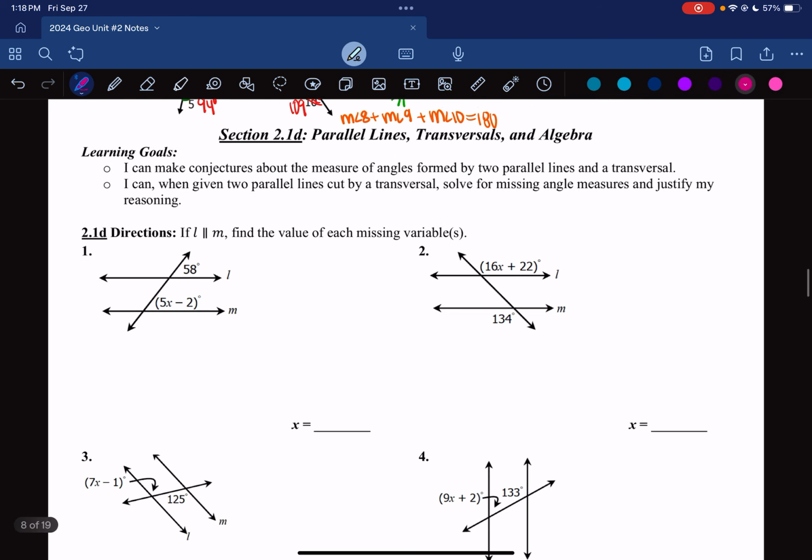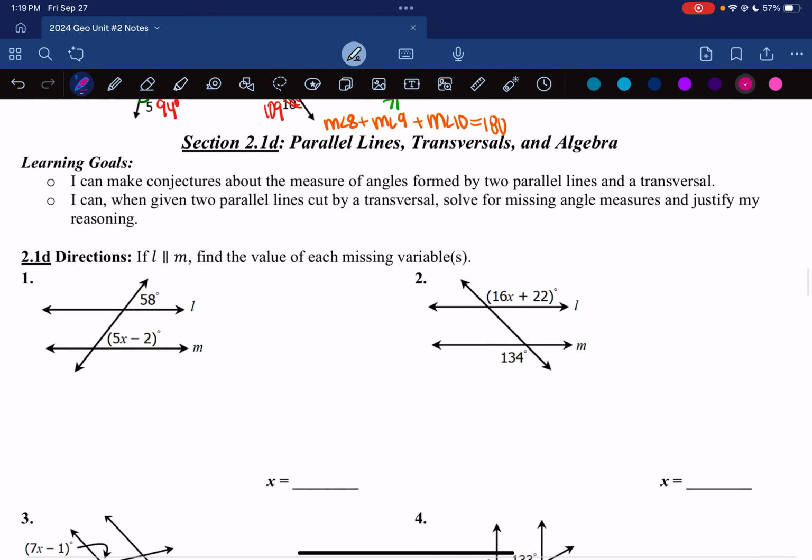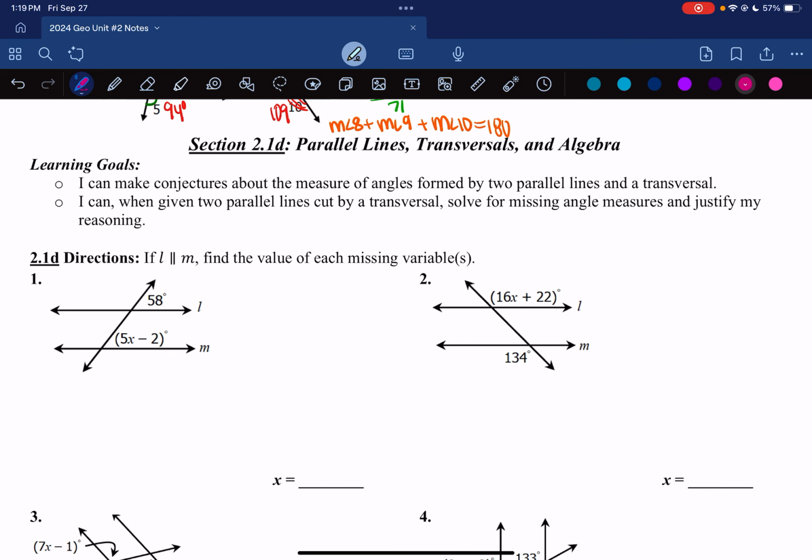Okay, our new stuff. So we have 2 learning goals this section. I can make conjectures about the measure of angles formed by 2 parallel lines and a transversal. I can, when given 2 parallel lines cut by a transversal, solve for missing angle measures and justify my reasoning.